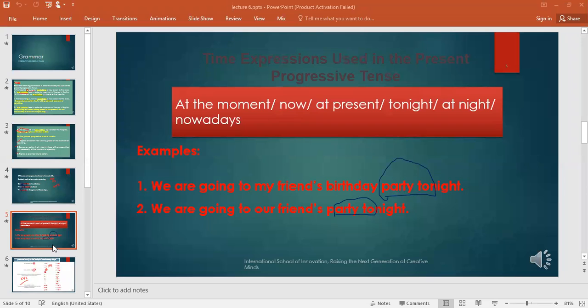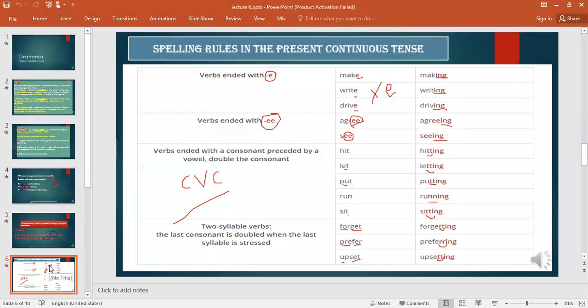Now we are going to move to the spelling rules. Look, this is very important, okay? Let's start with the first spelling rule, with the words that end with E, like the verb make, or write, or drive. All of these verbs end with the letter E. So as you can see here, they crossed the E, they dropped the E and added ing instead.